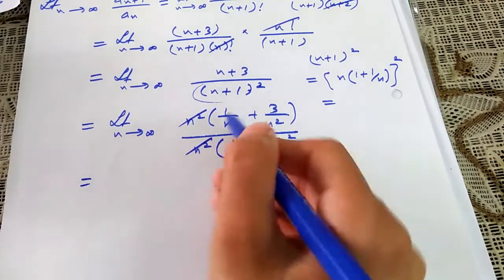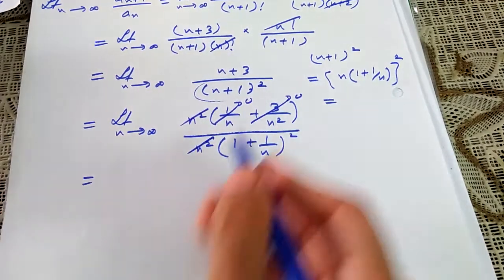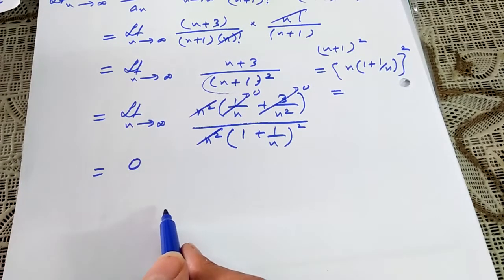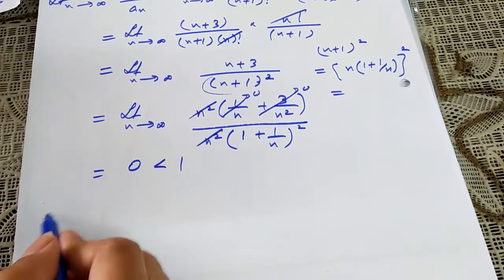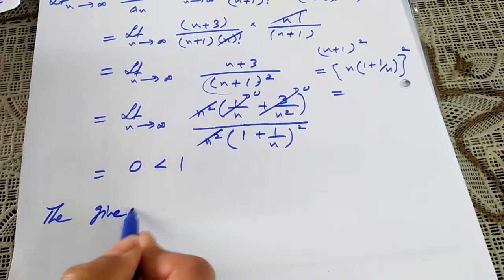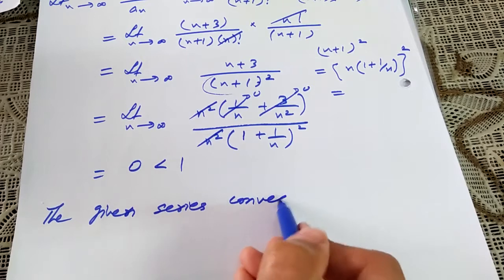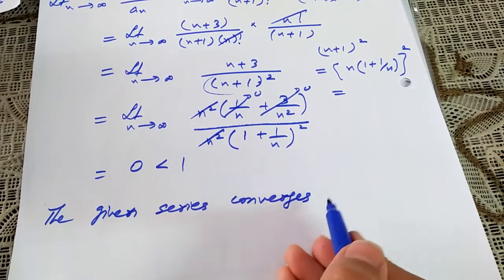Apply the limit. This term goes to 0, this term goes to 0, so you will get 0 over 1, that is 0. And this is less than 1. So the given series converges. The given series converges by ratio test.